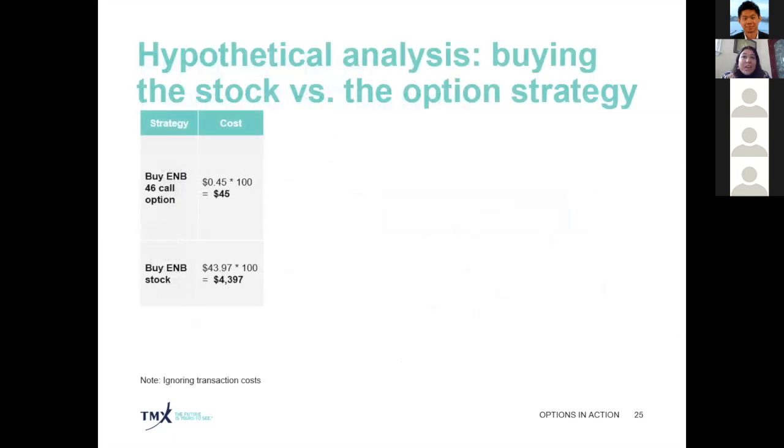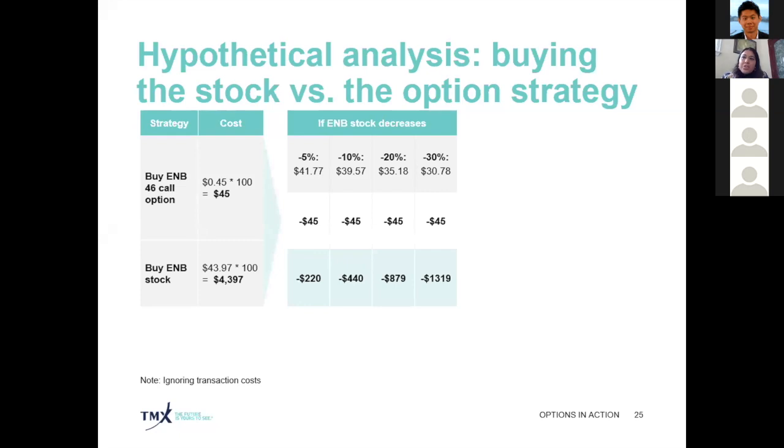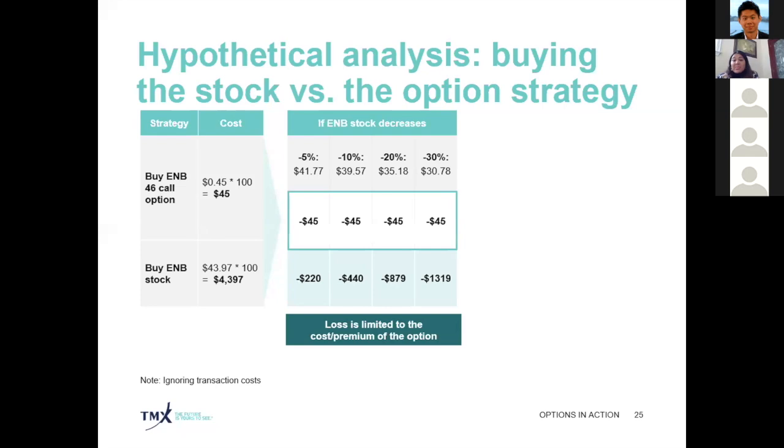Another thing I like to look at is buying the stock versus the option strategy. So here we know if we buy the call option strategy, buying the 46 strike price, it's going to cost us $45. We're going to use the last price, which was 45 cents. Remember, you're going to times it by 100. Versus buying the Enbridge stock outright would cost us $4,397. So let's look at what happens if Enbridge stock decreases. If it decreases, you can see by 5%, 10%, 20%, 30%, the loss of the option strategy stays at $45. And I think that's the beauty of it, that your loss is limited to the premium of the option.